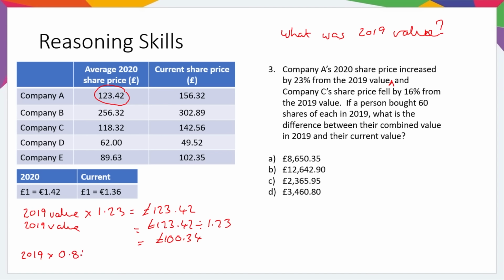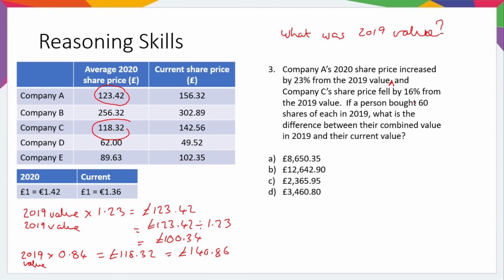So we would be multiplying that by 0.84 to get this value of 118.32. So therefore the 2019 value, a bit like what we've done before, it's just going to be 118.32 divided by 0.84. Therefore its value in 2019 was £140.86. So we've not even understood what we need to do for the question yet, but we've worked out what the prices were in 2019.